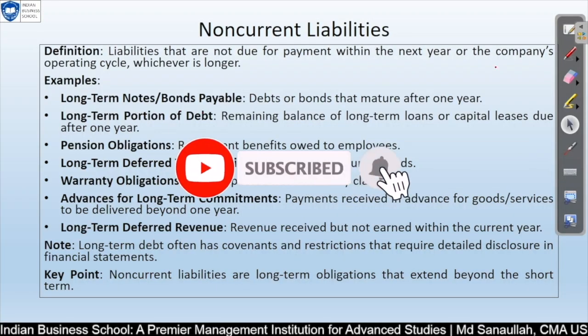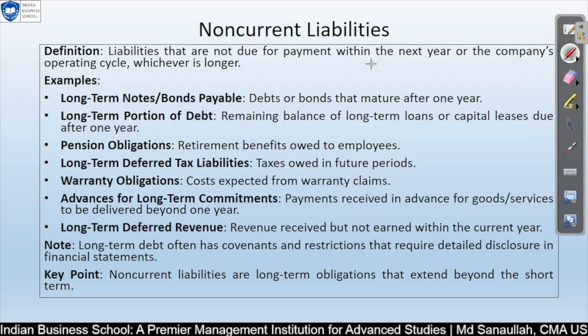Now we will learn about the long-term liability. Liabilities that are not due for payment within a year, within 365 days. It is due beyond that, after 365 days or more than 1 year. After 1 year, or beyond the company's operating cycle.